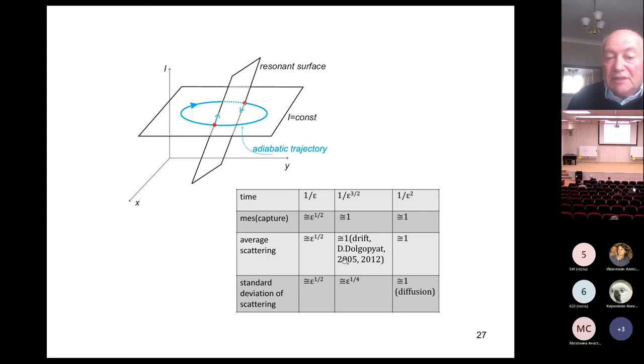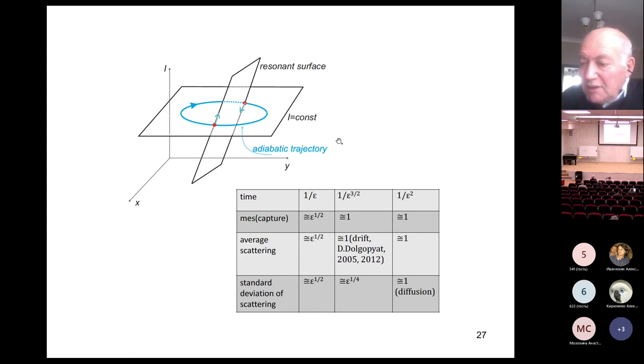This drift was described by Dolgopyat under the name of repelling from resonance. And on an even longer time interval, the diffusion, the zero-average part of scattering, starts to be important, but it is mainly here. All questions are mainly open.